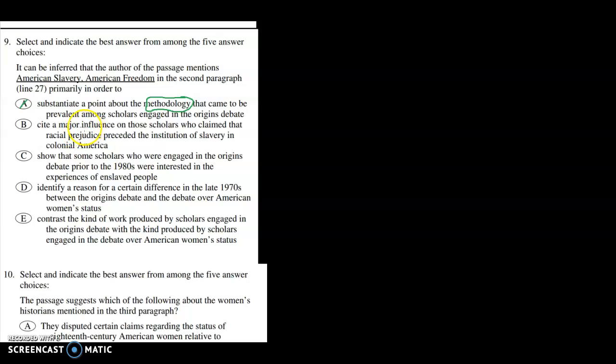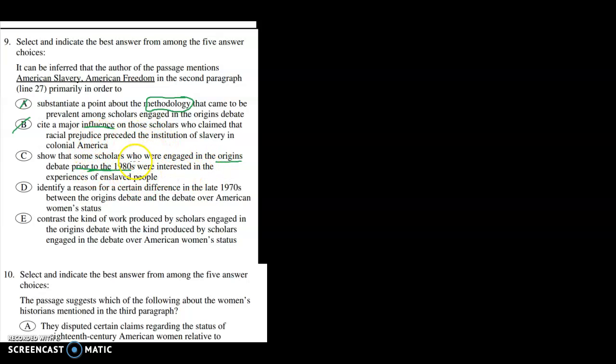But the takeaway here is we never brought up methodology in that passage. So that's out. We're not talking about that. Cite a major influence on those scholars who claim that racial prejudice. We didn't bring that up either. That's out.